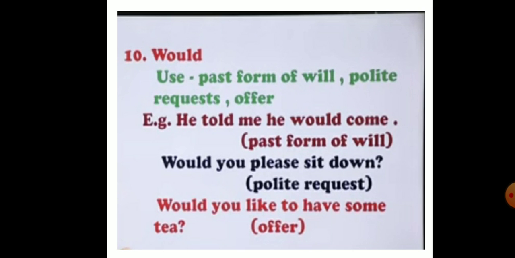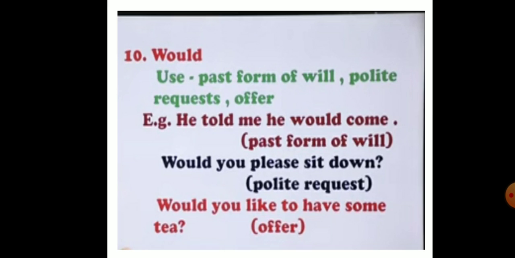Next is would. Would is the past form of will. This is used for polite request, just as can and could. Can was used for request and could was used for polite request. So here, will and would. Would is used for polite request or to offer somebody. He told me that he would come. So here this is the past tense, and we have used would in place of will.